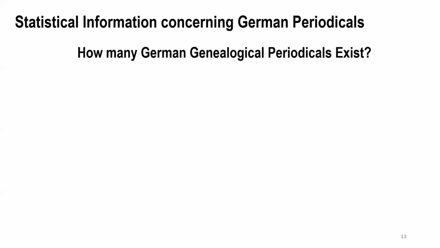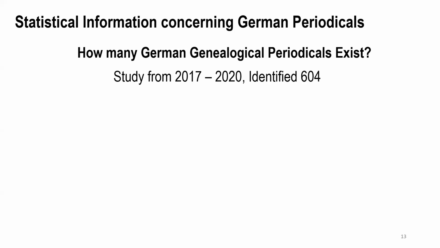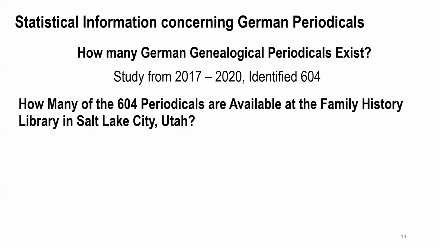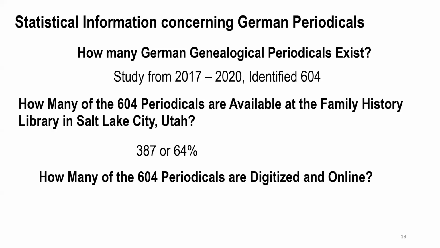So how many German periodicals exist? In a study that we began back in 2017 and is ongoing even today, we have identified 604 German periodicals. So how many of these are in the Salt Lake Family History Library? 387, or nearly 2/3 of them. How many of the 604 have been digitized and are online? 193, or nearly 1/3 of them.